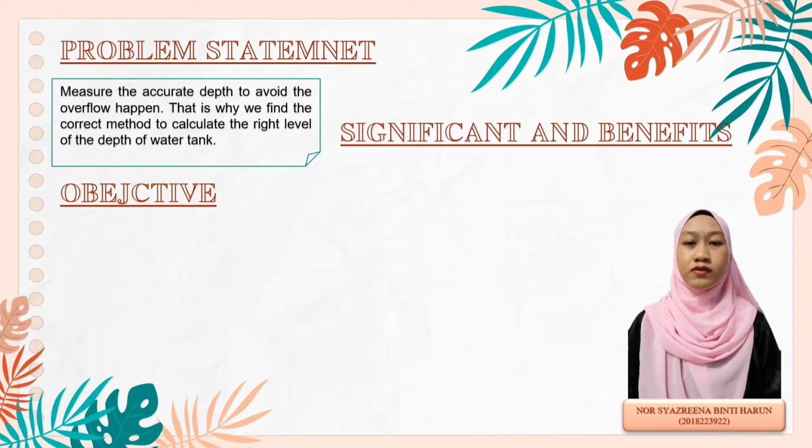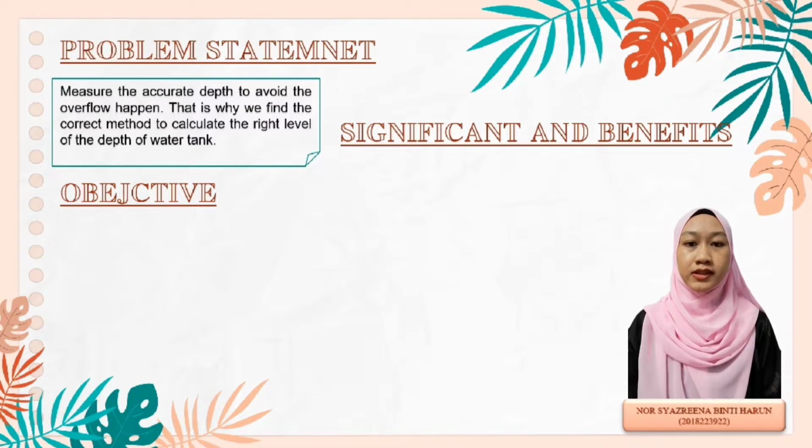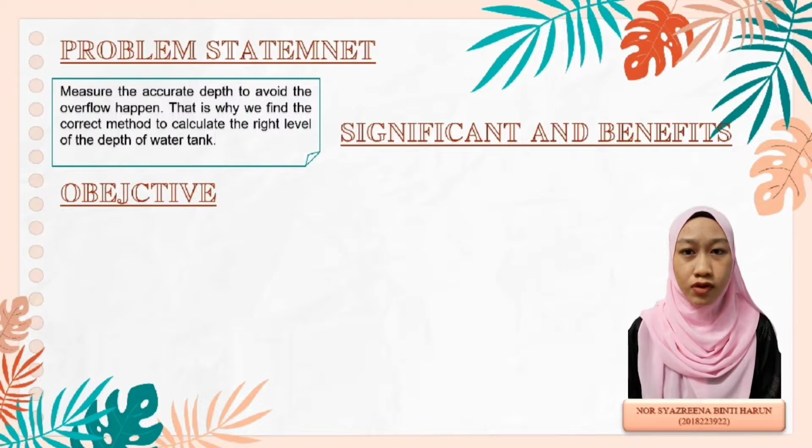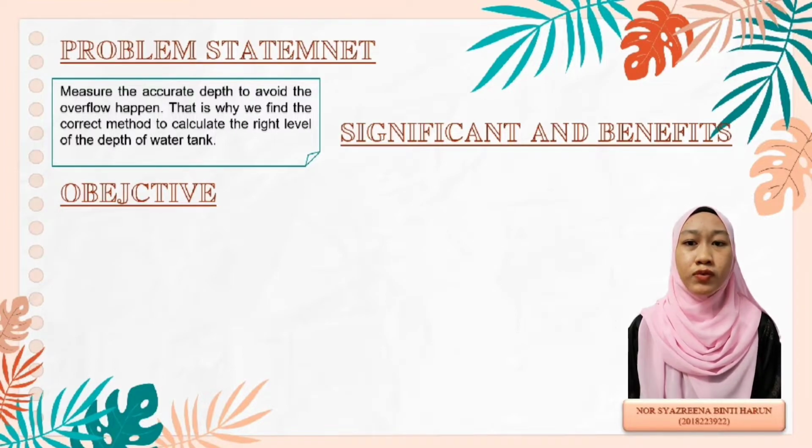For our problem statement, overflow will happen if the value of the depth of the water tank is incorrect, and if the accurate depth of the submerged ball cannot be obtained, it will cause a waste of water. Therefore, it is important to measure the accurate depth to avoid overflow. That is why we must find a correct method to calculate the right level of the depth of the water tank. Osmosis is a process where a weaker saline solution will tend to migrate to a stronger saline solution. Therefore, we use a reverse osmosis system to get purified water without any substance.